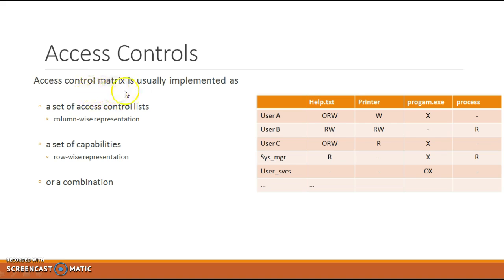Now if you see here, the access control matrix is usually implemented as a set of access control lists, the column-wise representation, or a set of capabilities, the row-wise representation. You can see the capabilities, the rights, are represented row-wise, while the access control list is represented column-wise, or it can be a combination of both.